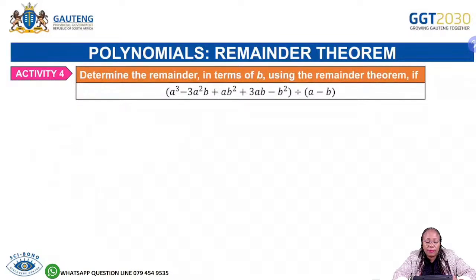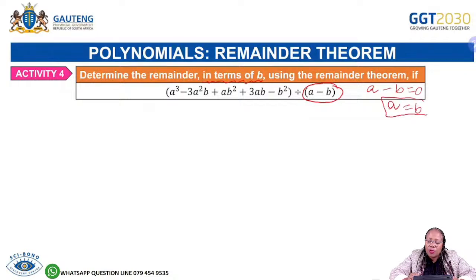We are still in remainder, but in this we are determining a remainder in terms of b now, using the remainder theorem still. So grade 12, you must have a divisor. There we have our divisor. So we are going to let this be equal to 0. So now we end up with a equal to b. So wherever we have an a, we are going to substitute that with b. Everywhere we have a, because everything must be in terms of b, grade 12. I am highlighting or putting brackets on all my a's.